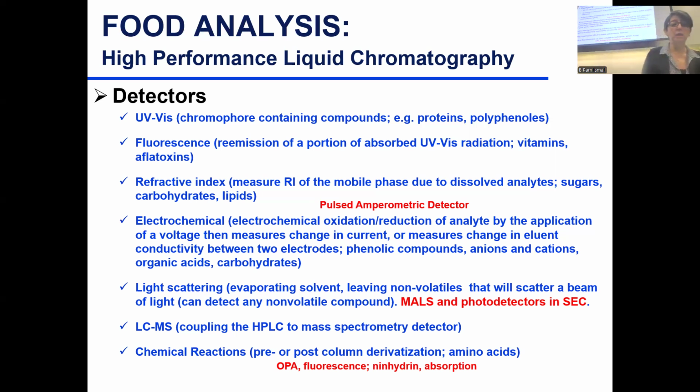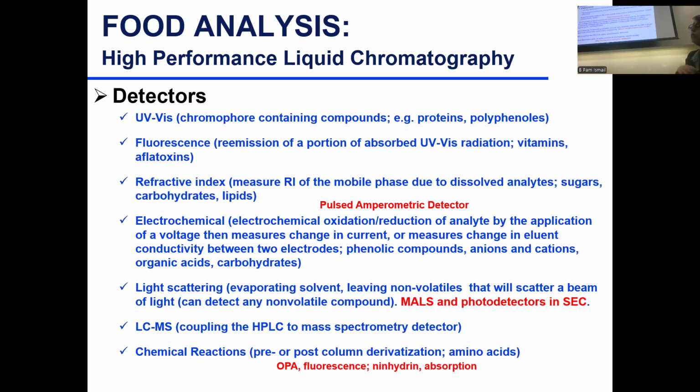Another one is electrochemical detection. There is the PAD, not PDA, pulsed amperometric detector, which is based on oxidation or reduction of a compound using a voltage, and then you measure the change in current. That's one form. Another form is measuring a change in conductivity. And then there are examples of where it can be used.